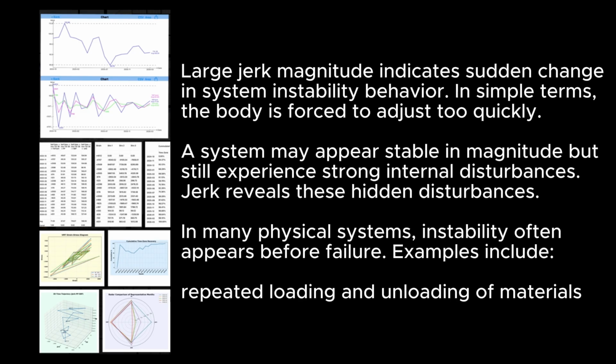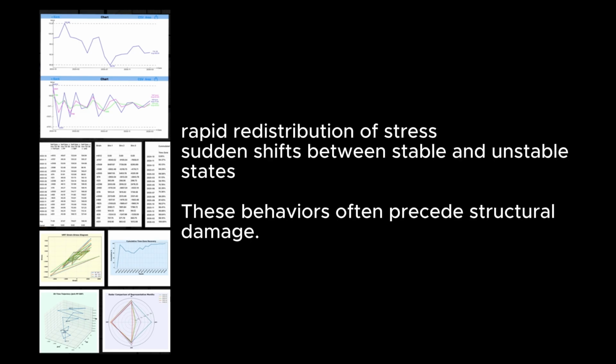A system may appear stable in magnitude but still experience strong internal disturbances. Jerk reveals these hidden disturbances in many physical systems. Instability often appears before failure. Examples include repeated loading and unloading of materials, rapid redistribution of stress, sudden shifts between stable and unstable status. These behaviors often precede structural damage.